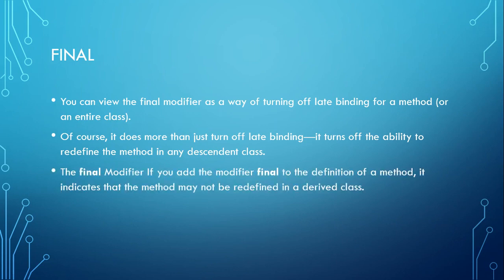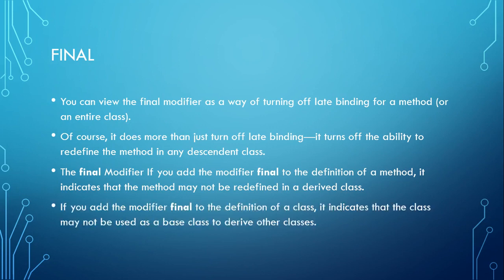Now, the final modifier: if you add the modifier final to the definition of a method, it indicates that the method may not be redefined in a derived class. If you add the modifier final to the definition of a class, it indicates the class may not be used as a base class to derive other classes.